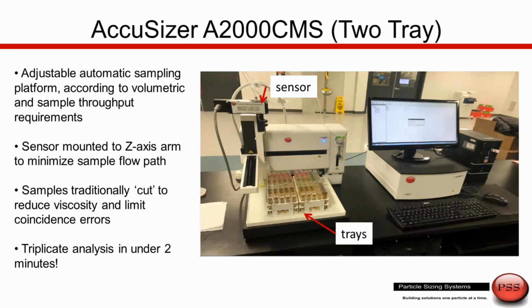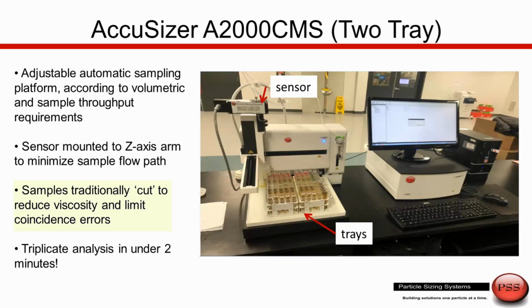It is not unusual at all to actually have these samples pre-diluted. And there are two reasons we may want to pre-dilute. One reason is to assure the concentration is below the coincidence limit. The second reason is to reduce the viscosity, to make sure that we can very efficiently aspirate the sample up through the sensor.